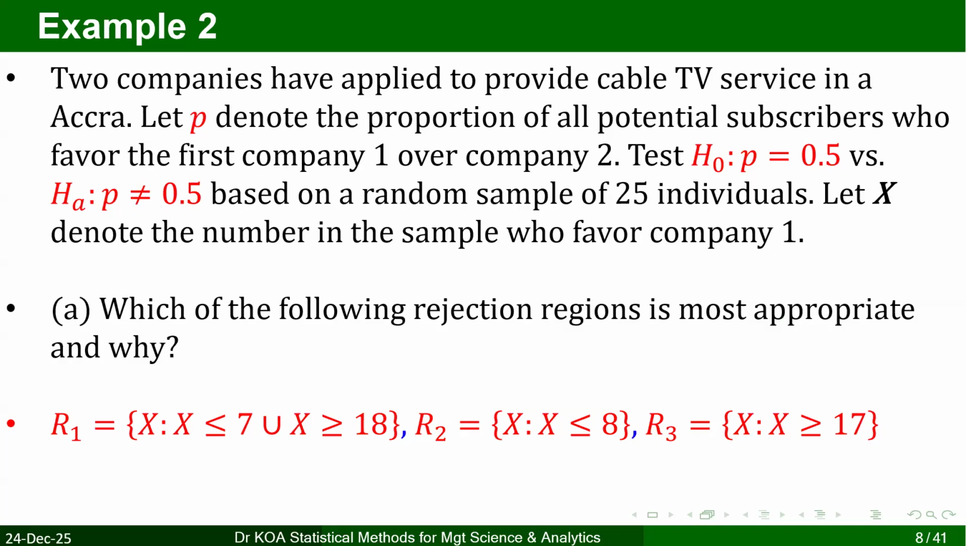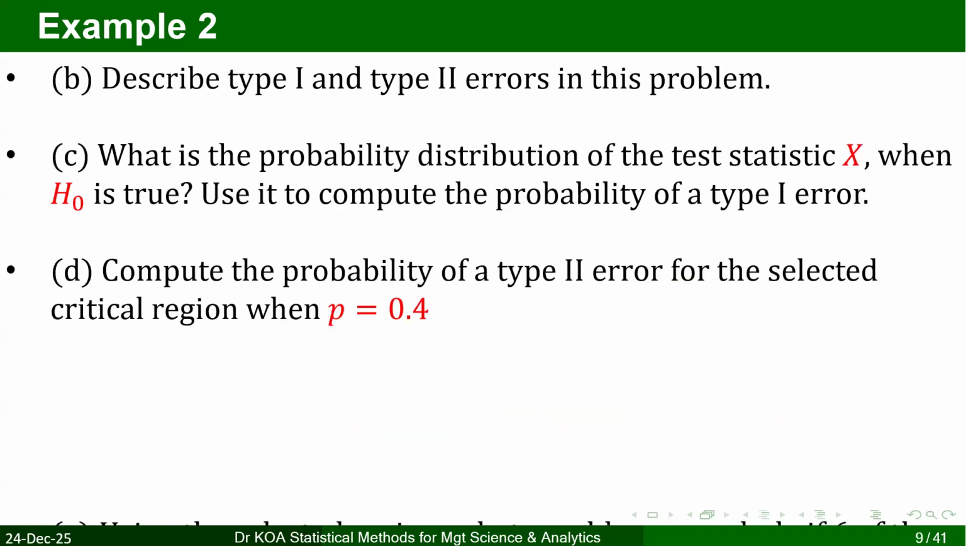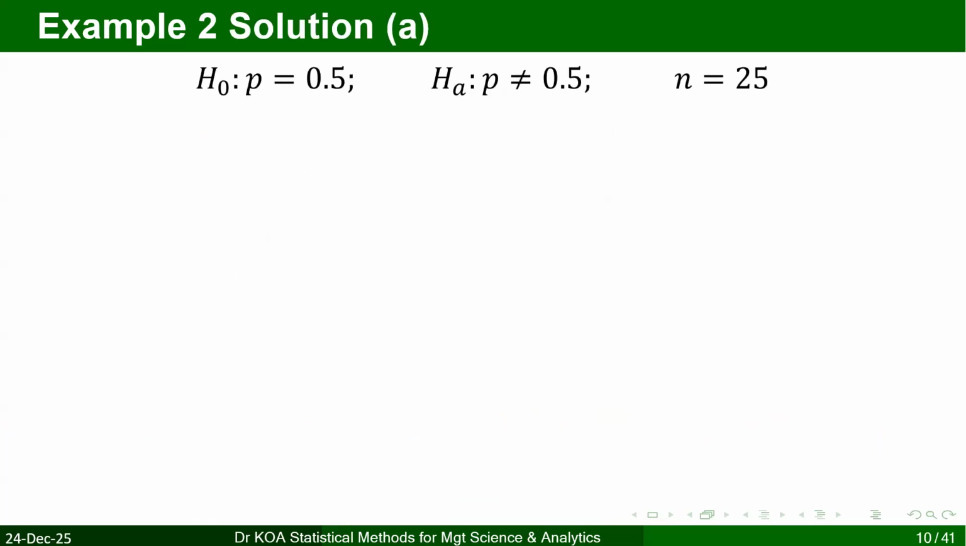Okay, let's go through that together. So the first thing is that the null hypothesis is that P is equal to 50%. The alternative is that it's not 50%. We know from here that the sample size was 25.